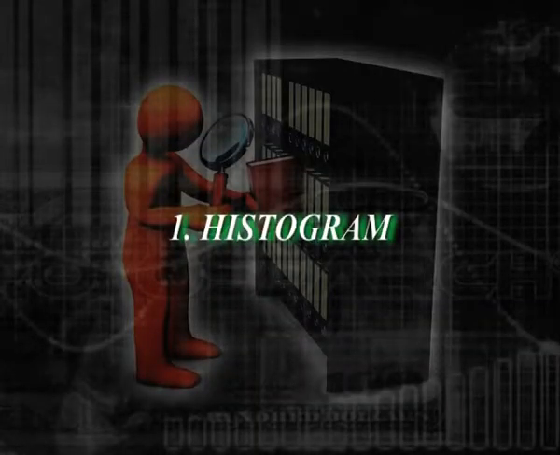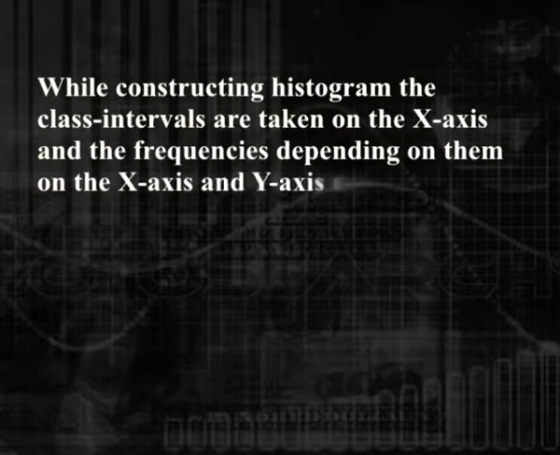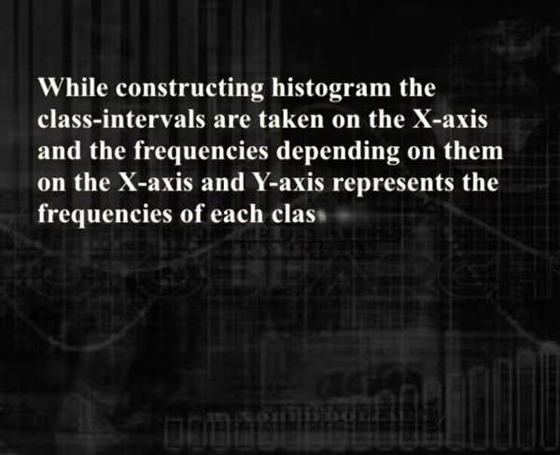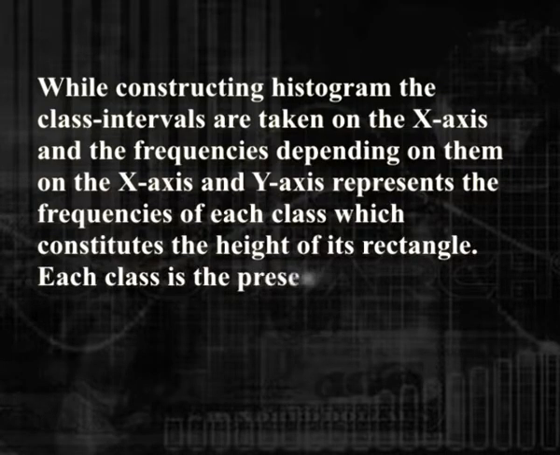A frequency distribution can be presented graphically in any of the following ways. First one, histogram. It is the graph that represents the class frequencies in the frequency distribution by vertical adjacent rectangles. While constructing a histogram, the class intervals are taken on the x-axis, and the y-axis represents the frequencies of each class, which constitutes the height of its rectangle.